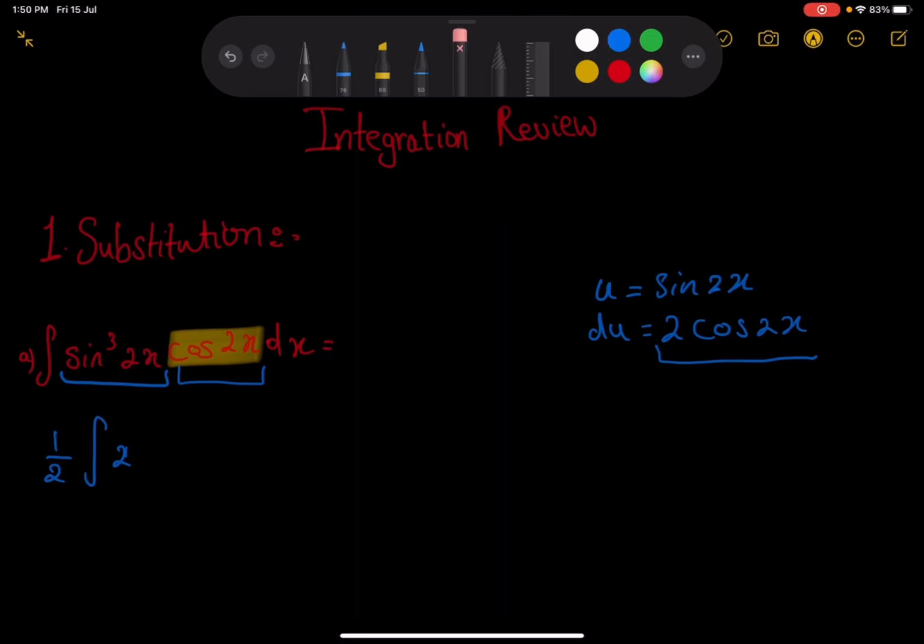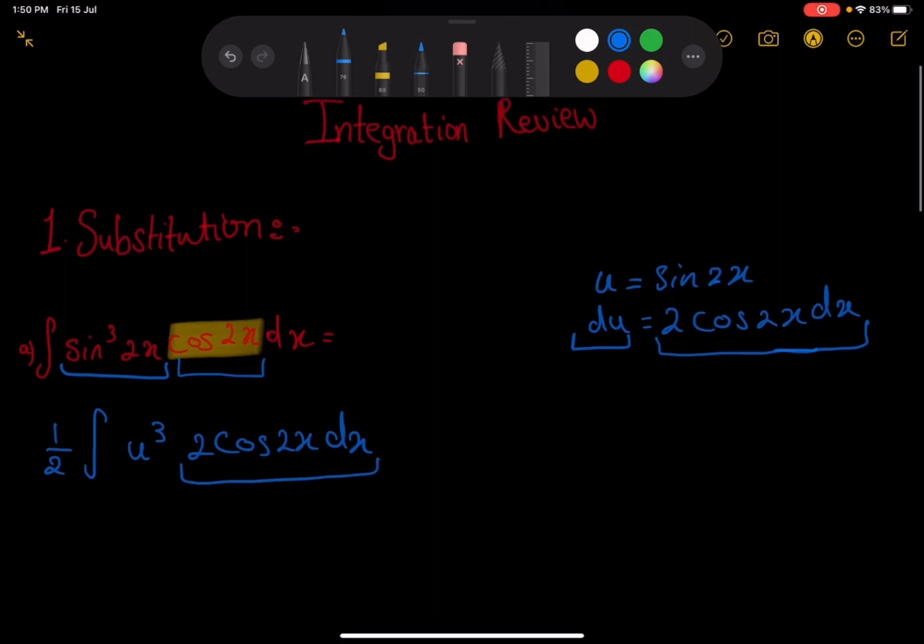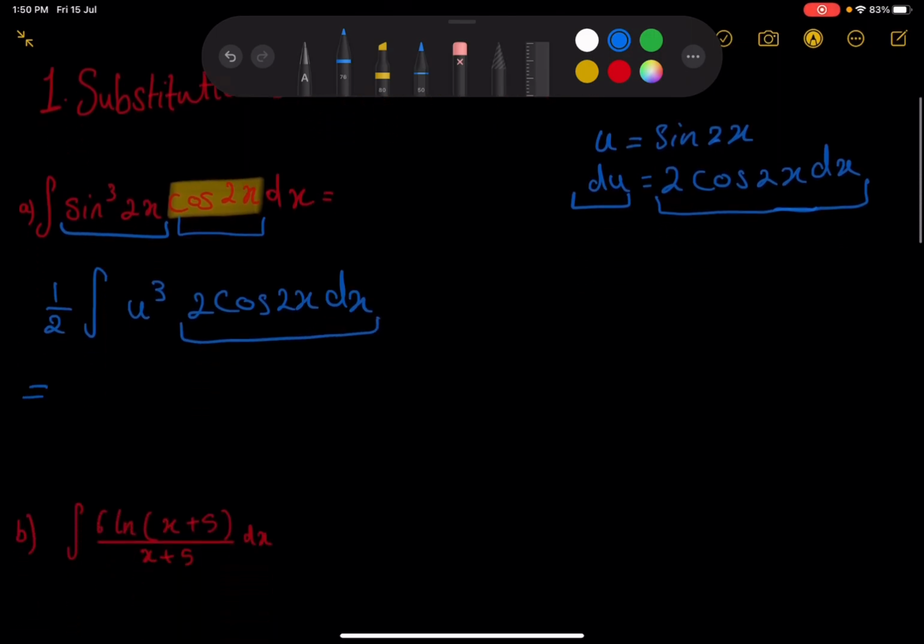But let me first write u power 3, and then I'm going to write 2 cosine 2x dx. Here also we have dx, so all of this equals du. So I'm going to substitute this term by du, and we're going to have half multiplied by the integration of u power 3 du.